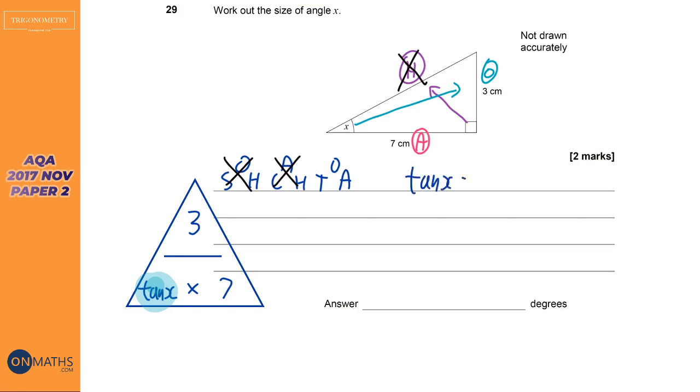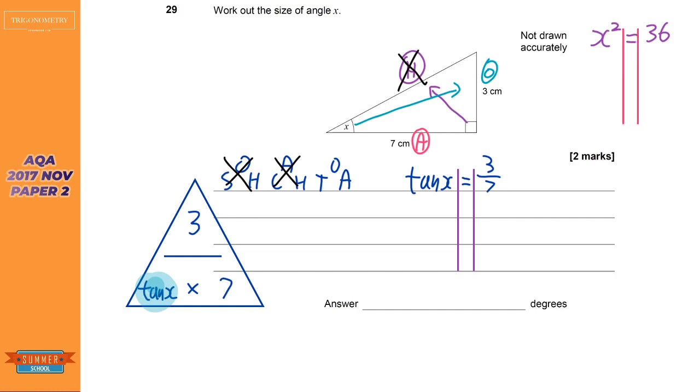Tan x equals 3/7. Okay, so we've got a bit of a problem here, because we need to find out what x is. We're not interested in what tan x is. So we have to solve this. Now, I'm going to give a different example, which has nothing to do with the question, but will help us to understand what we do next. If you've got x squared equals 36, and we put our lines in and all that stuff, what do you do? Well, you do the opposite of squared. You square root both sides, and you get x equals 6, or negative 6.